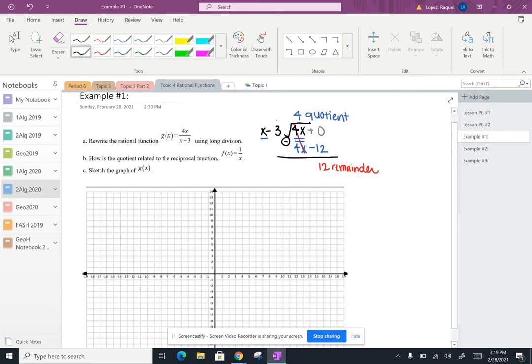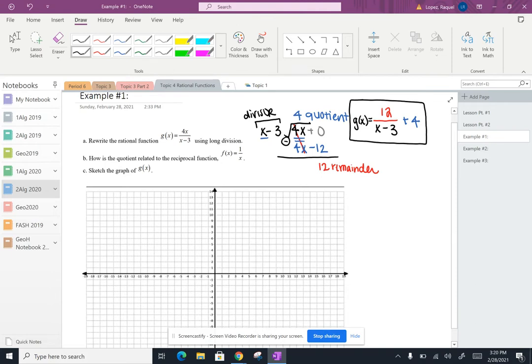And this part out here, if you remember, this was our divisor. So remember, we're going to put the remainder over the divisor. So we're going to have an equation that looks like 12 divided by x minus 3, because that's our divisor, and 4 was our quotient, so plus 4. So this is the equation rewritten in transformation form. And this is what we're going to use to answer the questions that follow.